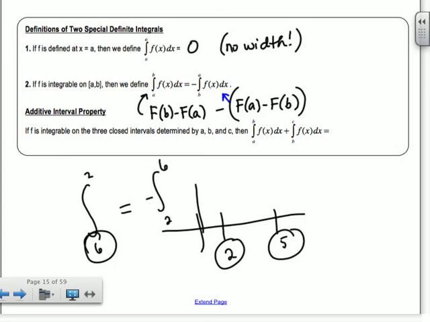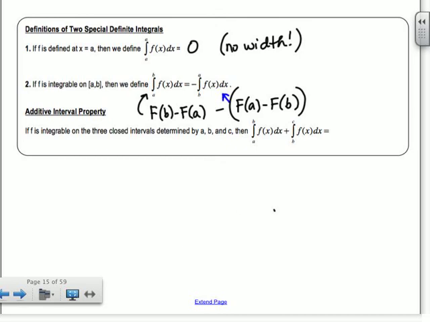Okay, additive integral property. So it says if f is integrable on the 3 closed intervals determined by a, b, and c, then if I was going from a to b and finding my area, and then I was going from b to c and finding my area, that would be the same as going from a to c. Good. Because it's the same curve that you're under.